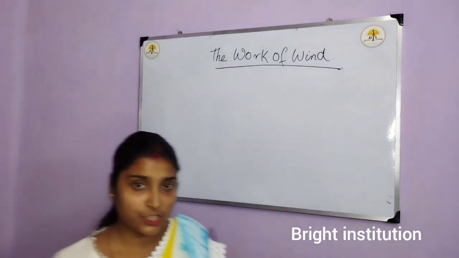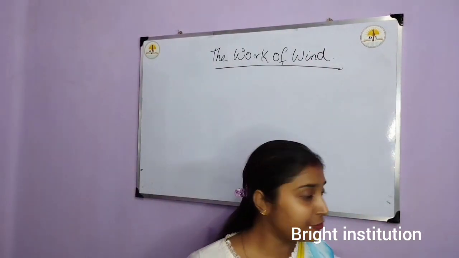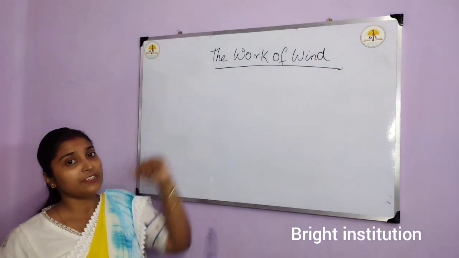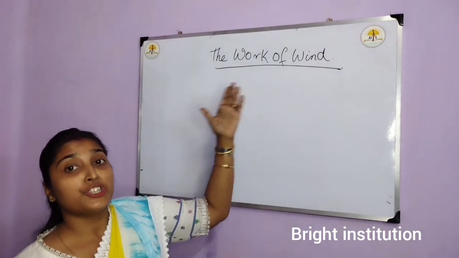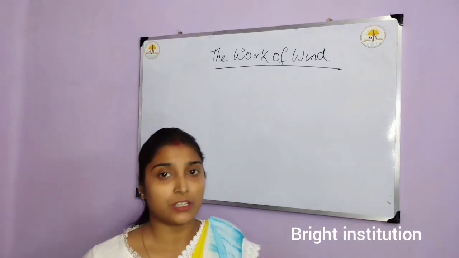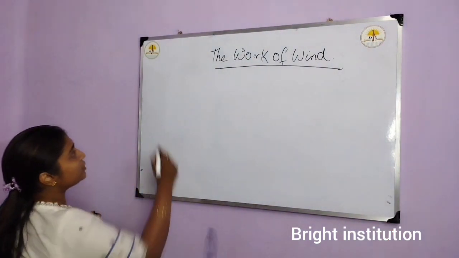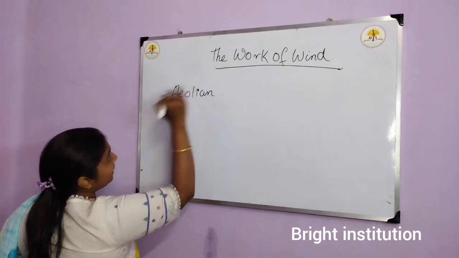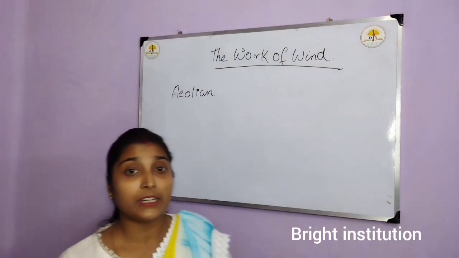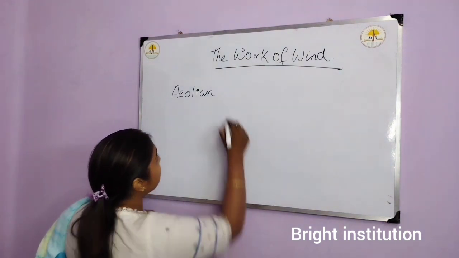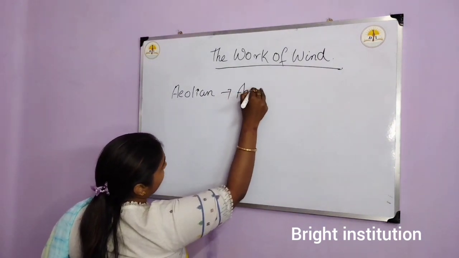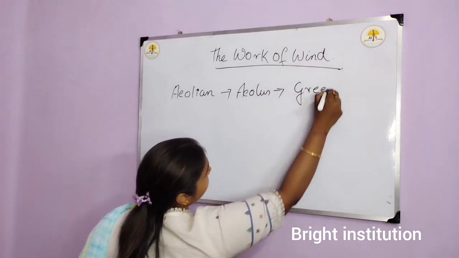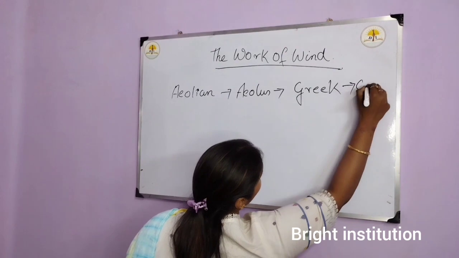Like other external agents or geomorphic agents like the river, glacier, and wave action, the wind is also an important exogenetic factor. They are also shaping our landforms in various ways. This work of wind is also known as aeolian action. Aeolian comes from a Greek word, Aeolus, which means the god of wind.